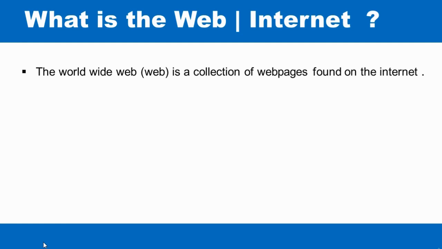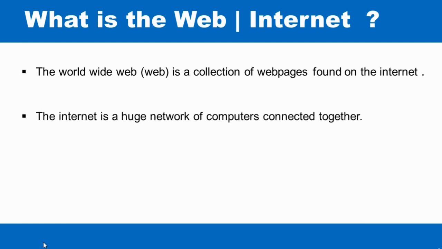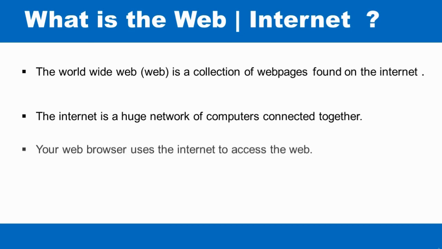What is the internet? The internet is a huge network of computers all connected together. So there's a clear distinction between the web and the internet. They are linked. While the internet is a huge network of connected computers, the World Wide Web refers to a collection of web pages found on the network of computers. Your web browser uses the internet to access the web.